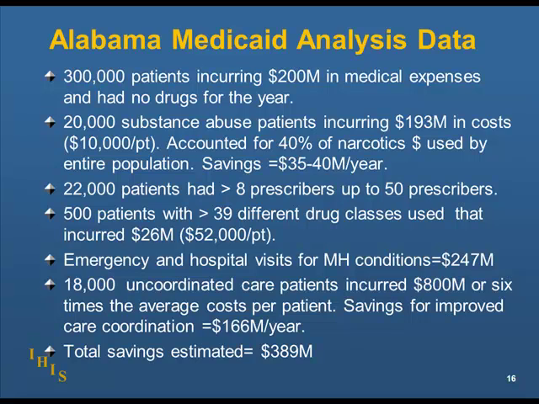Okay, so 18,000 extreme uncoordinated care patients. Look what they incurred, $800 million, just those 18,000 patients. Okay, and we know that at least 35% of that is cost avoidable. So 6 times the average cost, and we calculated a savings of $166 million a year. Now, when you take all of the issues that we looked at, it was about $389 million that we estimated could be saved.